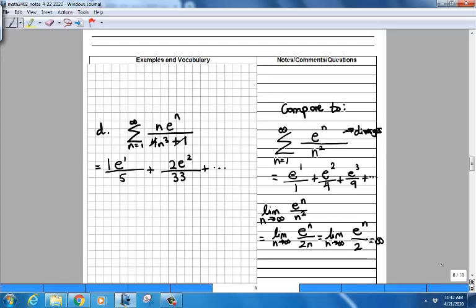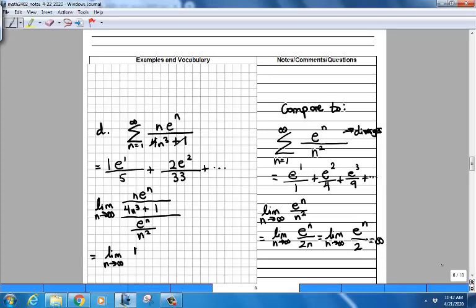Okay. All right, now let's take the limit as n goes to infinity again of the quotient of these two series. So I have n e to the n over, it's going to be an ugly quotient, over 4n cubed plus 1, divided by e to the n over n squared. How can we simplify that complex fraction with a little bit of algebra?